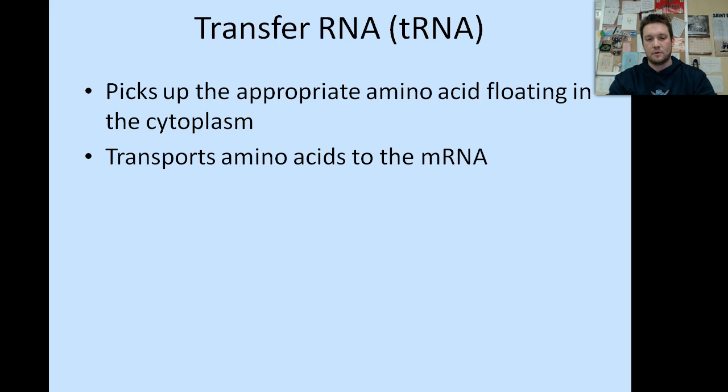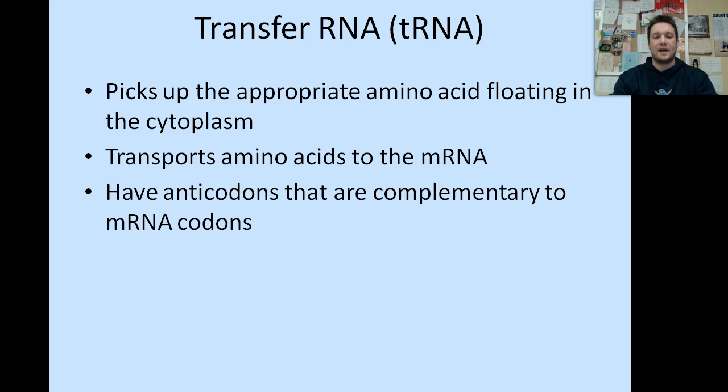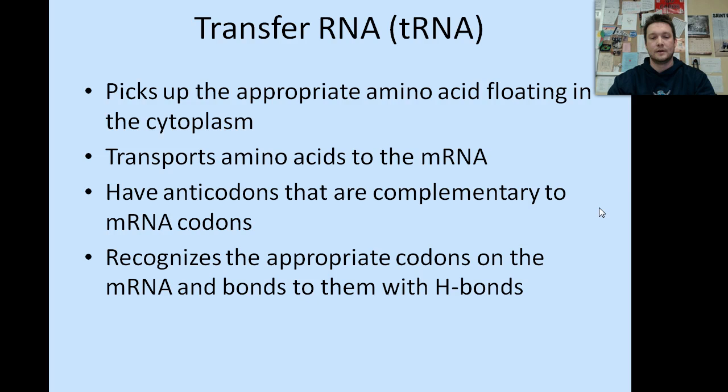Okay, they transport amino acids to the mRNA. The mRNA is going to be at the ribosome. They have anticodons, which are called anticodons because their bases are opposite of codons, so they match up with them. They're complementary. We'll talk about that a lot more when we get to translation. They also recognize the appropriate codons on mRNA and bond to them with hydrogen bonds. And that's something we're going to get into in more detail in the next video.